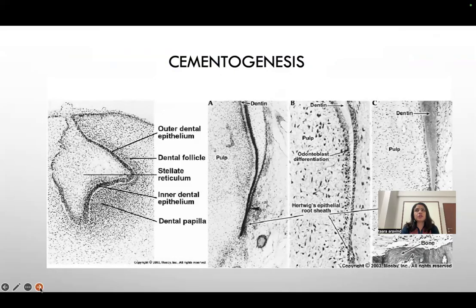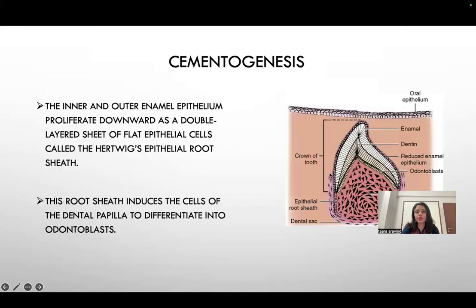So, to understand the classification better, you should know the process of cementum formation, otherwise called cementogenesis. As we all know, the development of the roots begins after the enamel and dentin formation has reached the future cemento-enamel junction. This portion. Here. So the enamel organ plays an important role in root development by forming Hertwig's epithelial root sheath.